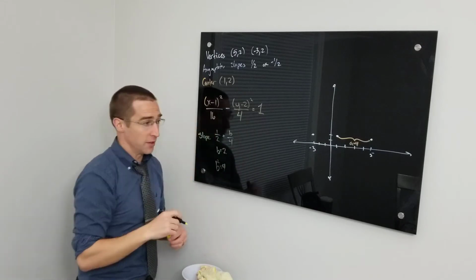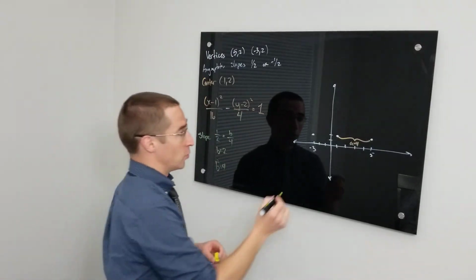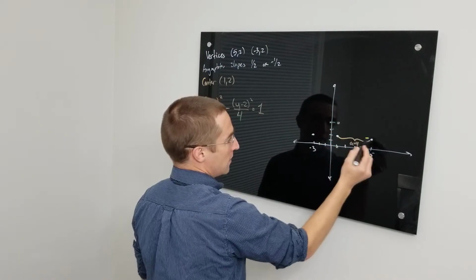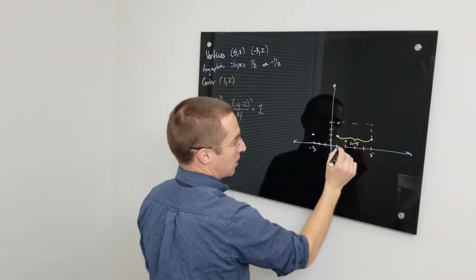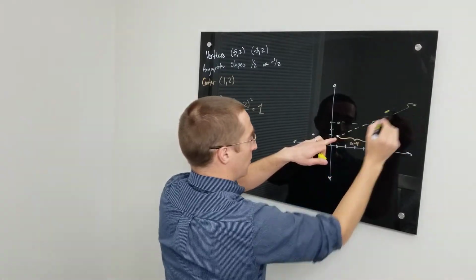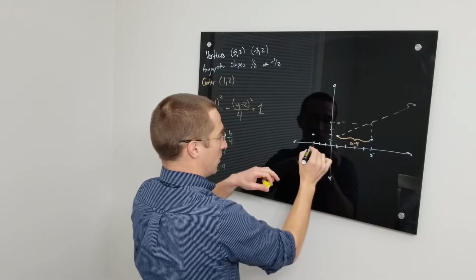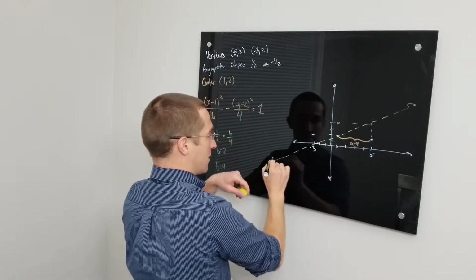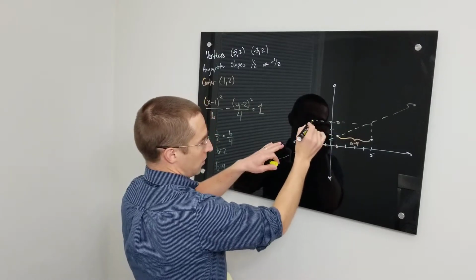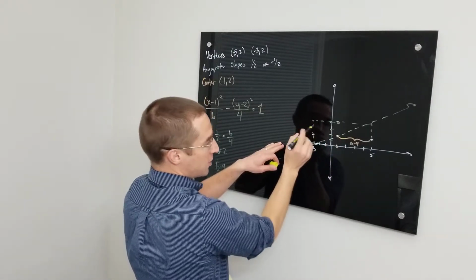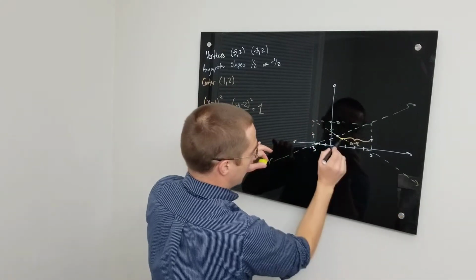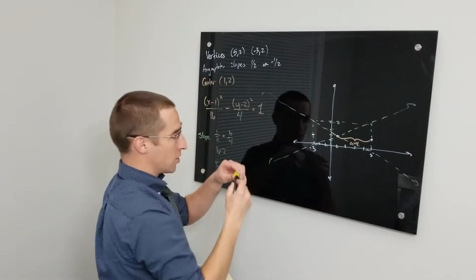So we put a 4 under that, and we can continue with our graph. We go 2 up, 2 down. Run of 4, rise of 2, for an asymptote. Run of 4, rise of 2, for an asymptote. Run of 4, rise of negative 2, for that asymptote. Like that. So we've got our asymptotes graphed in there.